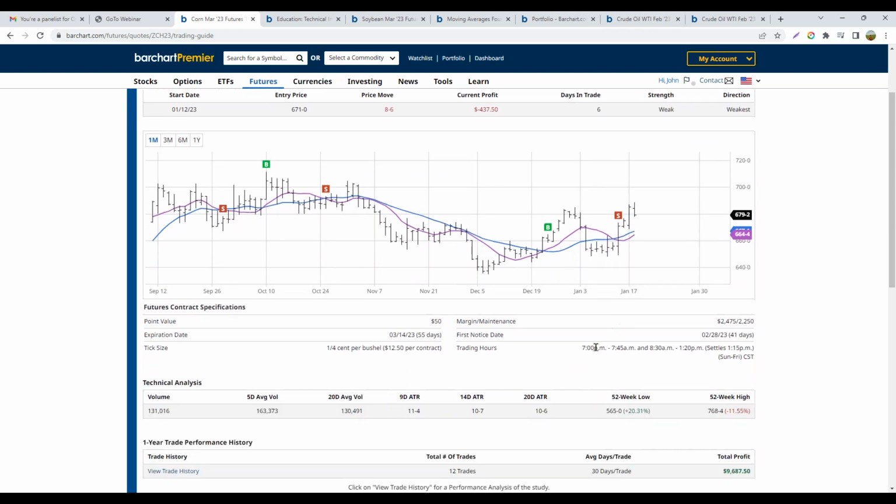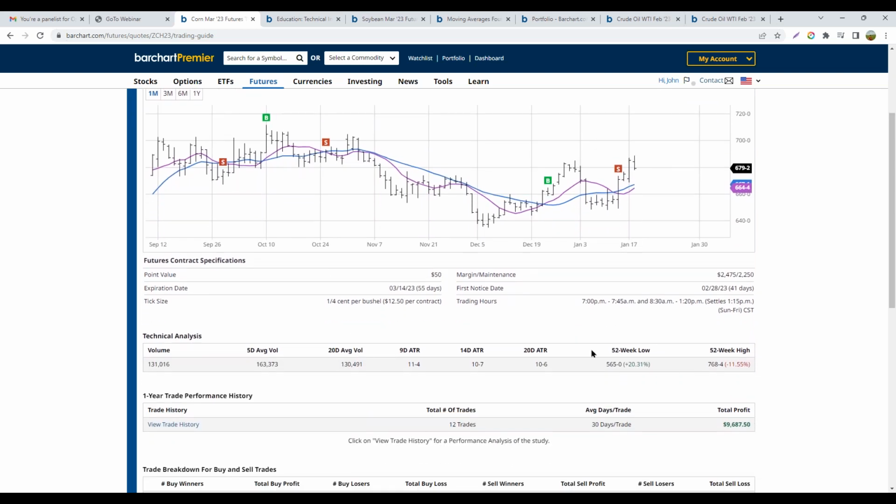Below there, we have our futures contract specifications. Again, there's some important risk information in here. For instance, our point value, our margin, our maintenance margin values, expiration dates, and first notice.